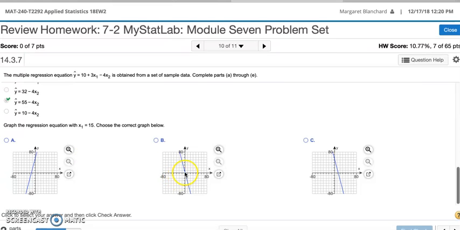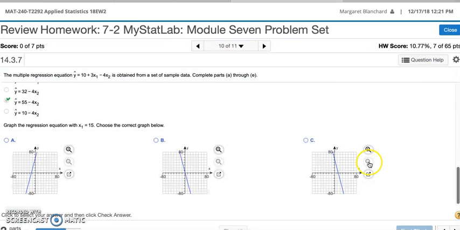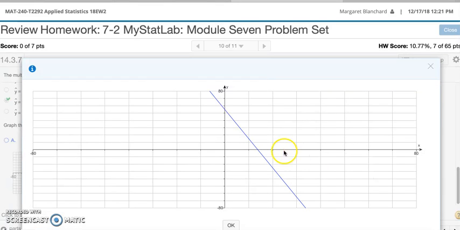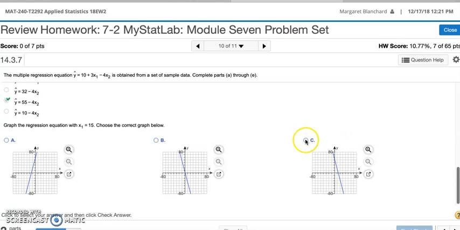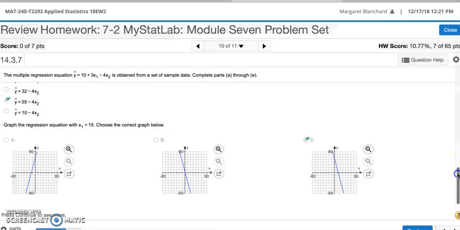Just looking at this, I can tell this is way too close to the x-axis, too close to 0, 0 to be at 55, but let's just double check. It almost looks like the y-intercept would be 5, which we know is not the right spot. We need to be at 50. So here, this one's up here at 50. So we know C is the answer. So let's continue.